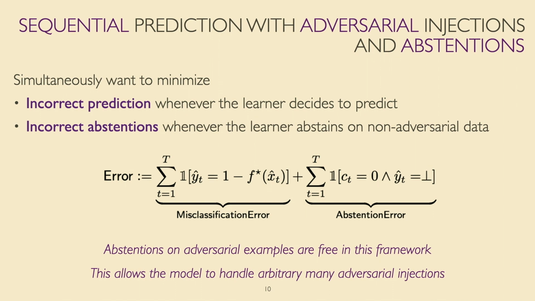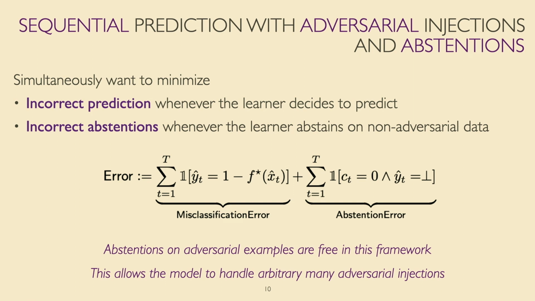Wait, I don't understand actually. So if all of the examples are corrupted, then you can just abstain on everything. That's fine. But you'll have to know to do that, because you don't know what the sequence actually is. And you never see which things were injected. Yeah, you never get to see that.